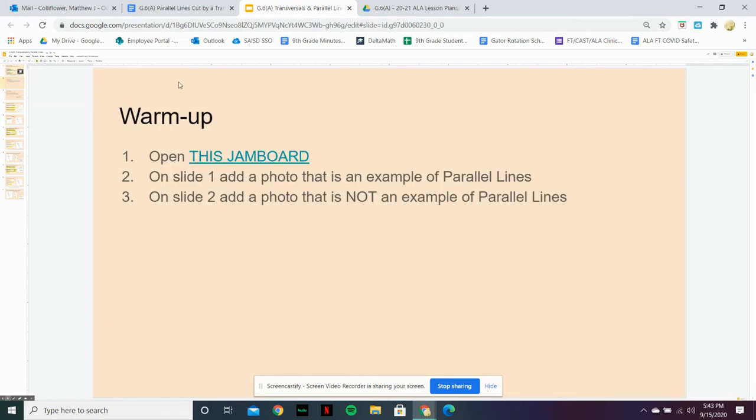Now, you should have completed the warm up with us in class. If you were not in class, please open up this Jamboard and on slide 1, add a photo that is an example of parallel lines. And on slide 2, add a photo that is not an example of parallel lines.